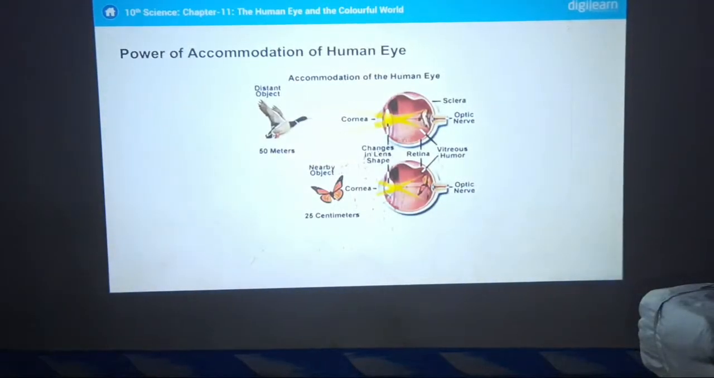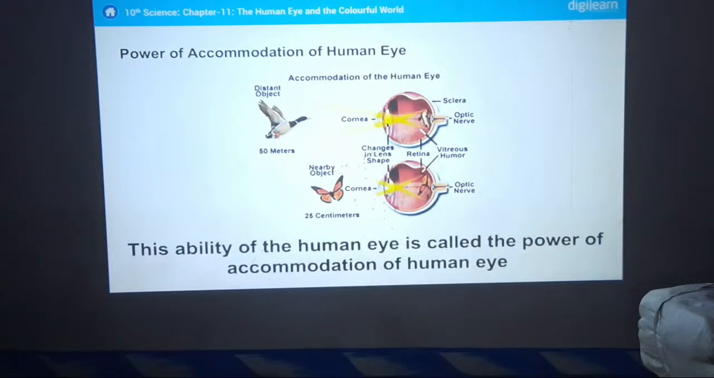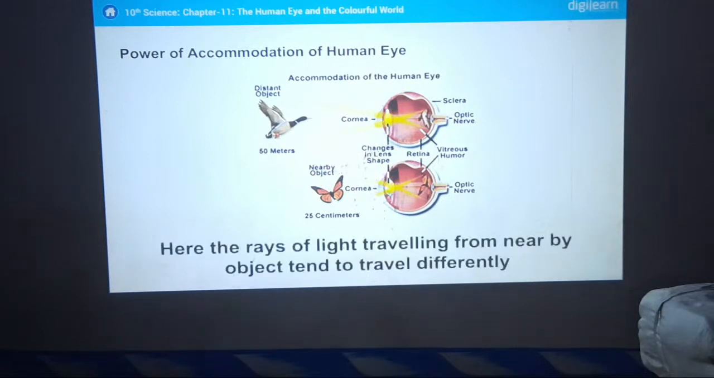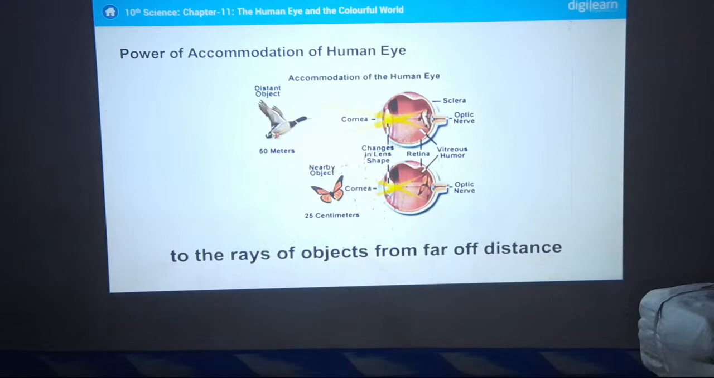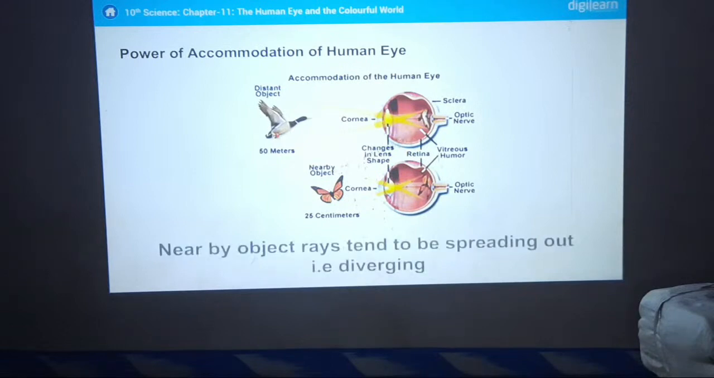Power of accommodation of human eye. The human eye can clearly see a nearby object as well as far distant placed objects. This ability of the human eye is called the power of accommodation of human eye. Here, the rays of light traveling from nearby objects tend to travel differently to the rays of objects from far off distance. Nearby object rays tend to be spreading out, that is, diverging.